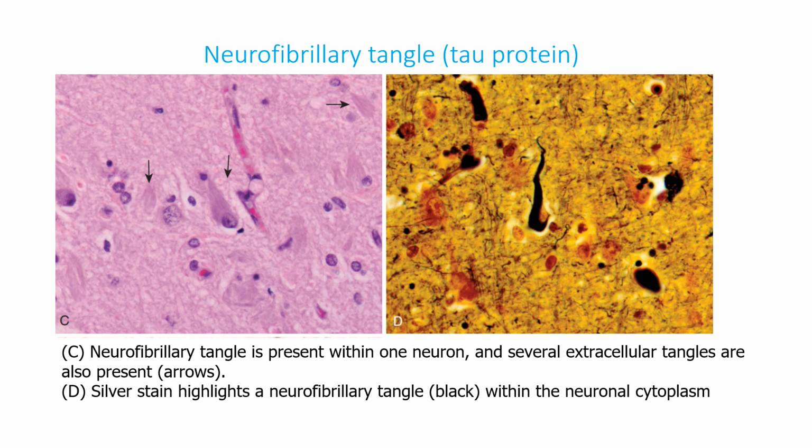The second pathologic hallmark of Alzheimer is neurofibrillary tangles. The tangles are aggregates of protein tau. The tangles are within the cytoplasm of the neuron. You can see here, displacing the nucleus. The nucleus is at one side here, displaced. So this is highlighted by the silver stain. So you see the tangles with the displaced nucleus.